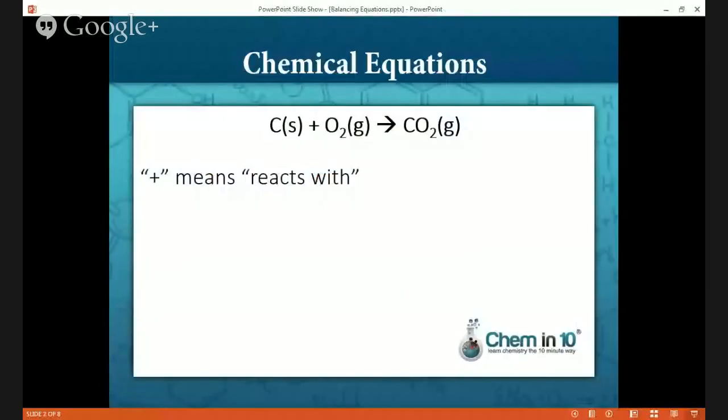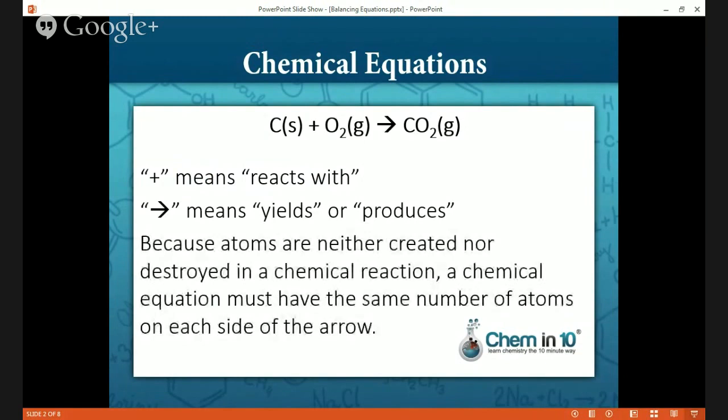Here we have a chemical equation. We have carbon solid plus oxygen gas, which means that carbon reacts with oxygen to yield or produce carbon dioxide gas. Because atoms are neither created nor destroyed in a chemical reaction, a chemical equation must have the same number of atoms on each side of the arrow.